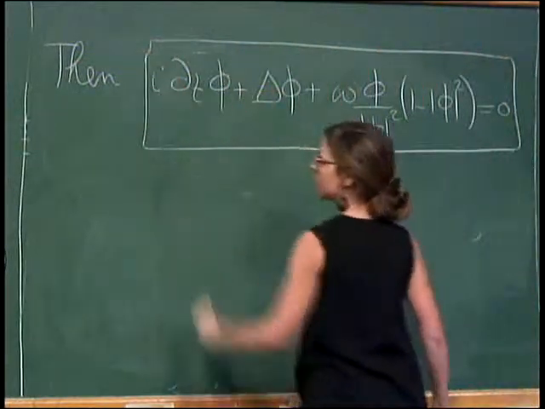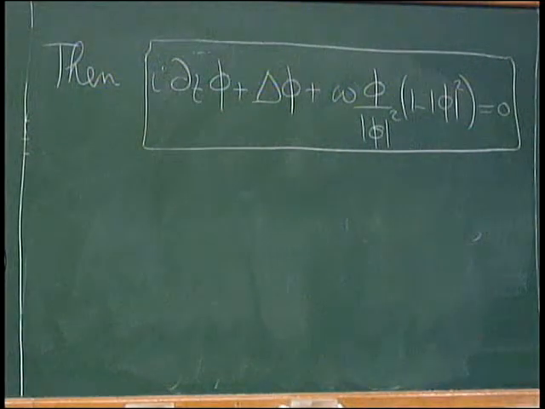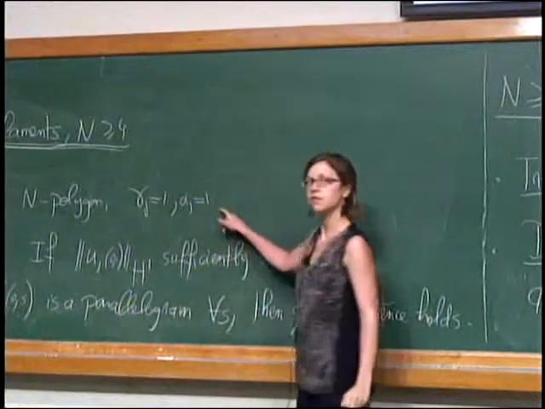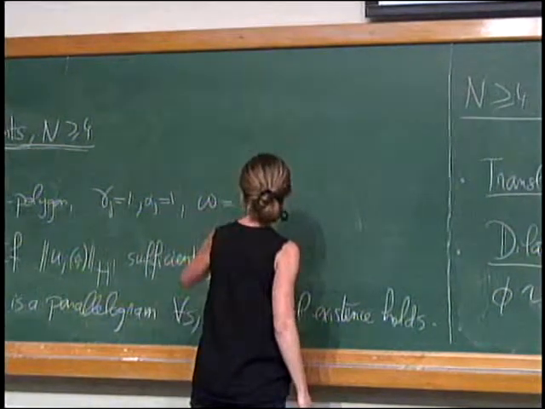So I recall that omega is the angular velocity of my polygon. I also assume that alpha j equals 1. Sorry, I forgot to mention it. Okay, I need this. And omega is the angular velocity.